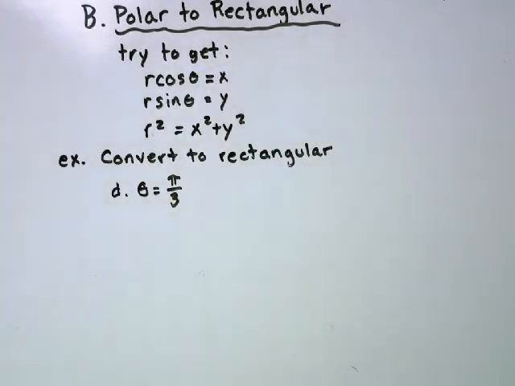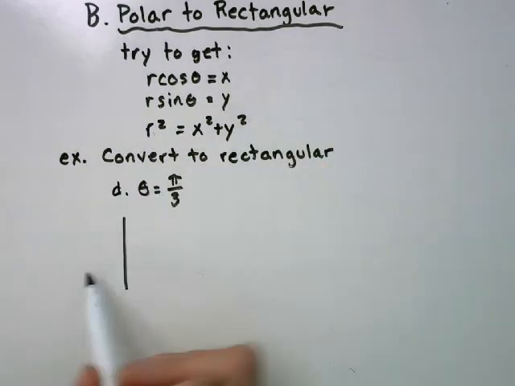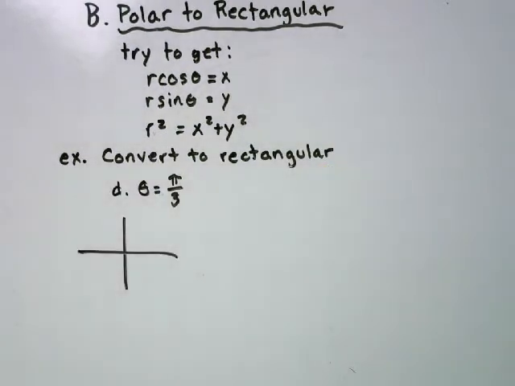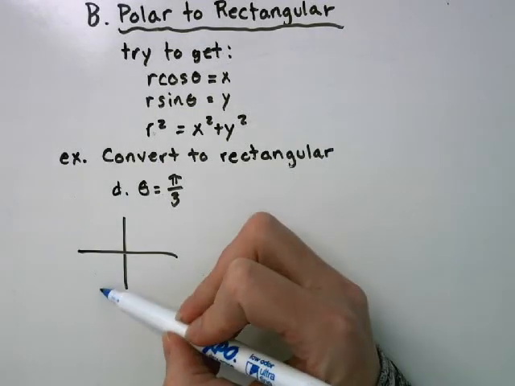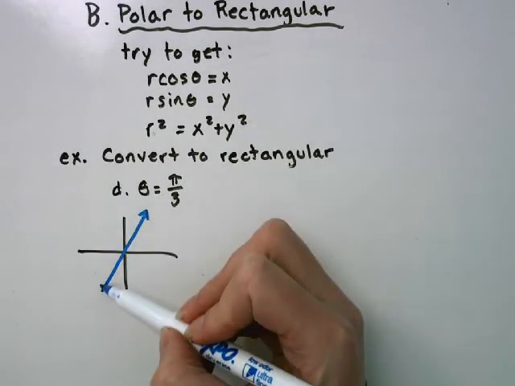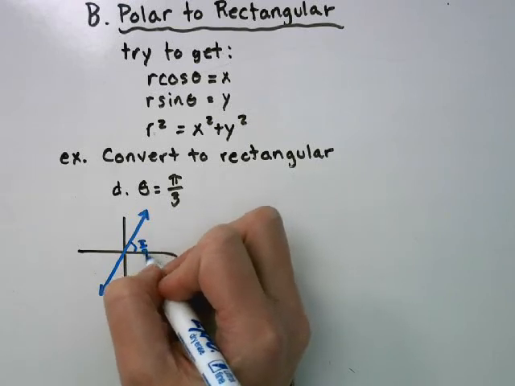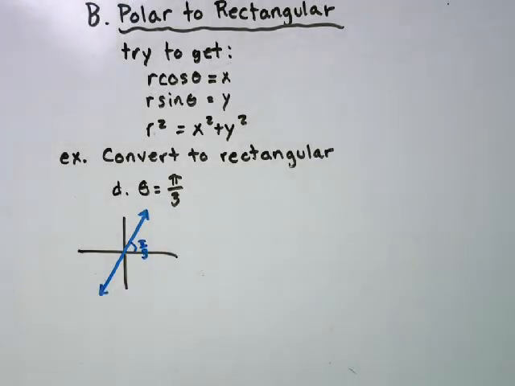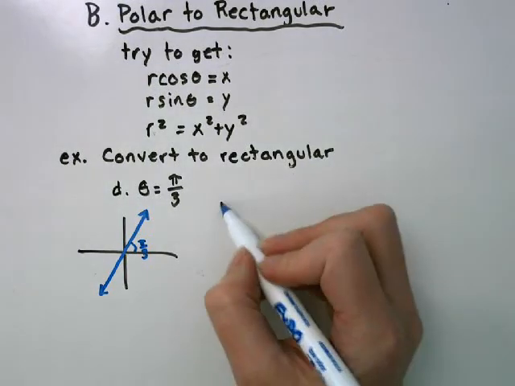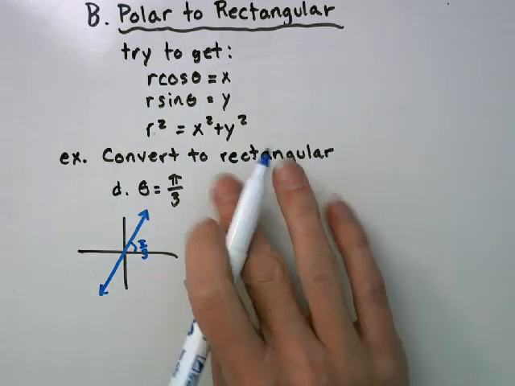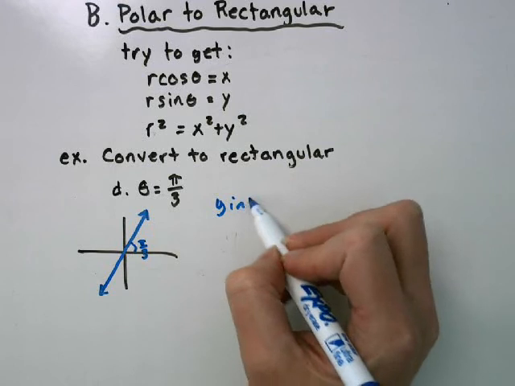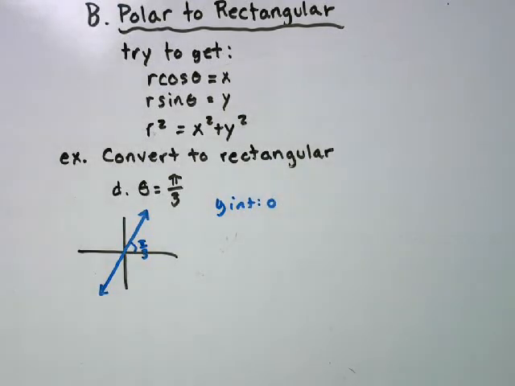For my last one, we're going to handle this a little bit differently. Theta equals pi over 3. If I were to graph that on the polar plane, that's just going to be a line through pi over 3. This angle is pi over 3. Okay, so we know the equation for a line is y equals mx plus b. So we need to find the slope and the y-intercept. Well, the y-intercept is just 0. So we just need to find the slope.